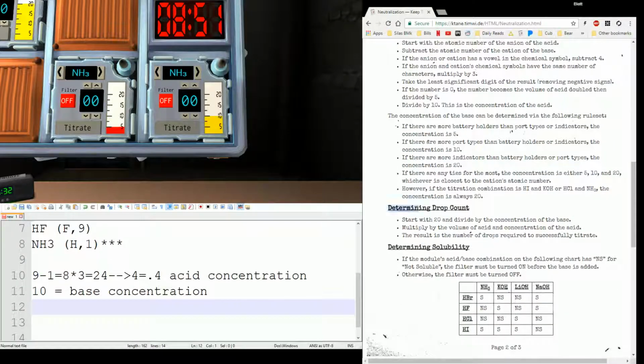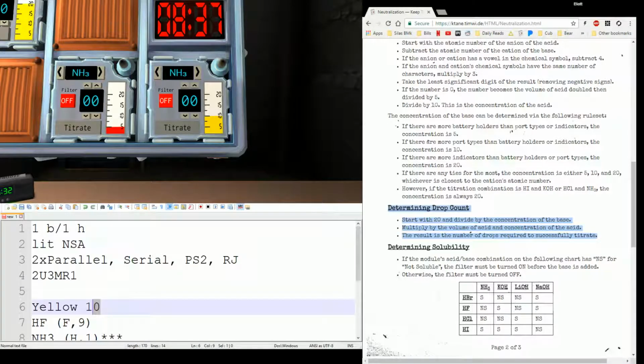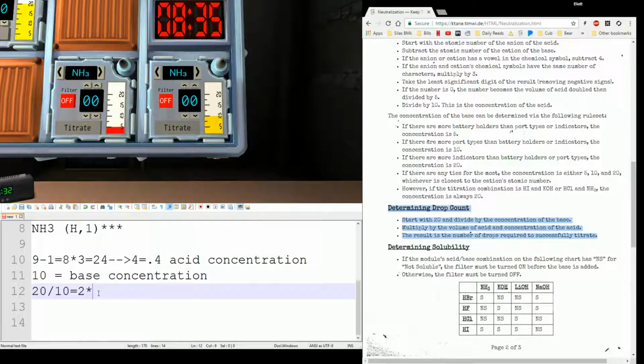Next, we determine drop count. We're going to start with 20. We're going to divide by the concentration of the base. That's the 10 we found out earlier. Gives us 2. We're going to multiply by the volume of the acid. That was 10. We're going to multiply that by the concentration of the acid. We got 0.4.